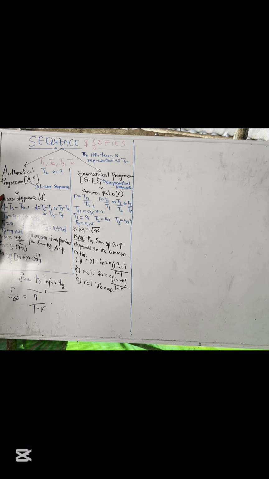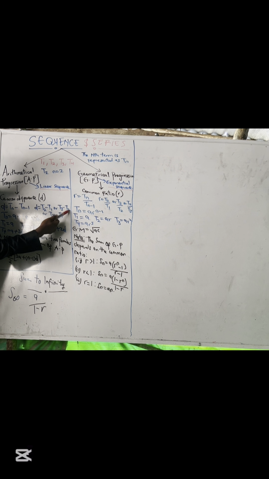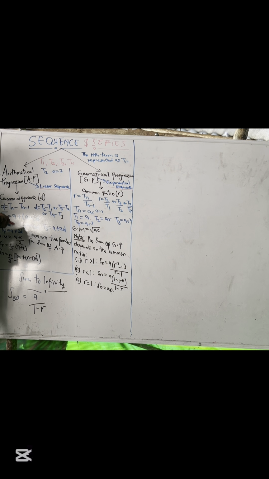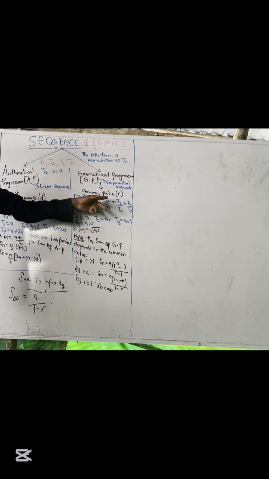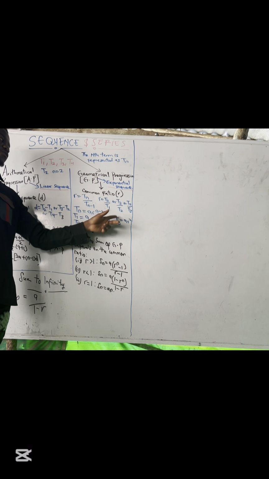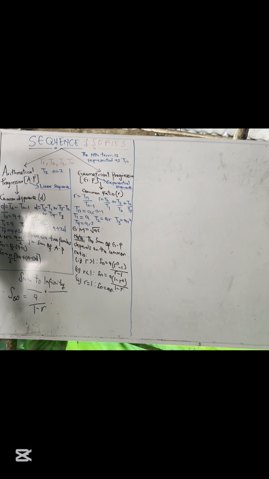The general formula for the common difference, D, is equal to Tn minus Tn minus 1, which means T2 minus T1 or T3 minus T2 or T4 minus T3. And also, the general formula for the common ratio is T2 over T1 or T3 over T2 or T4 over T3. Then there is a general formula for the nth term of a sequence.